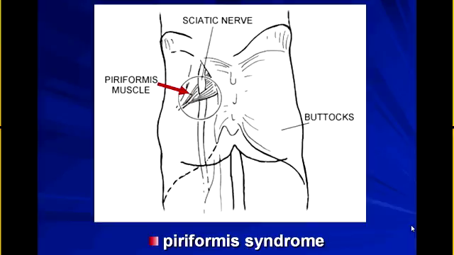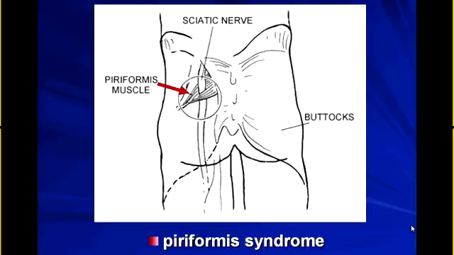Piriformis syndrome. The sciatic nerve normally passes anterior to the piriformis, but it does occasionally, as an anomaly, pass through the piriformis. So piriformis is a muscle that tends to develop tone. It becomes hypertonic.